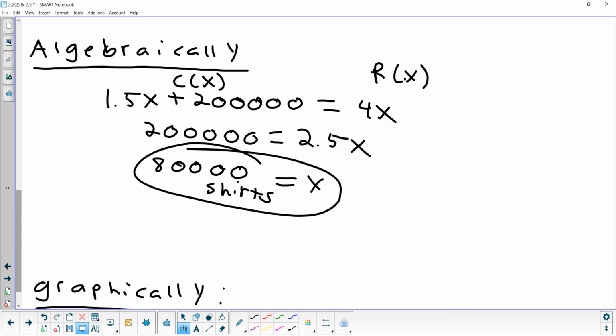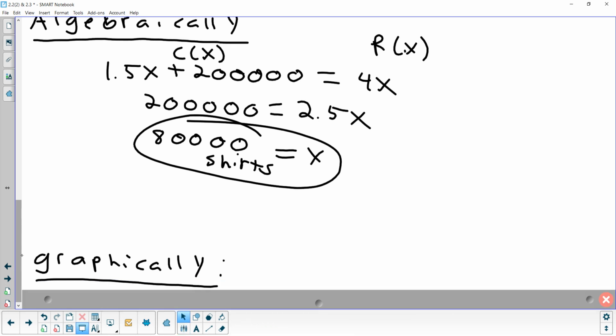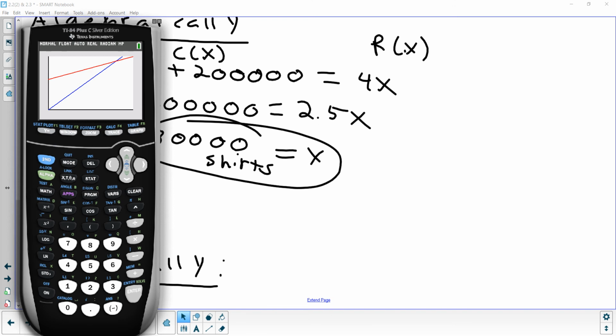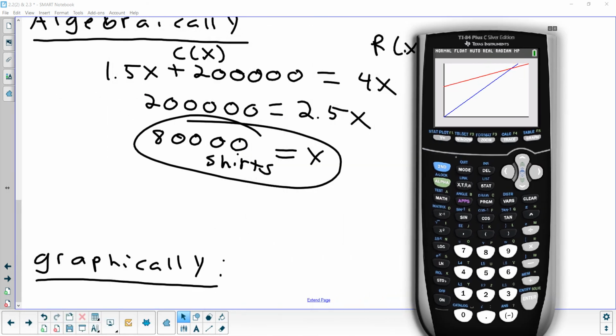Okay, let's do the same thing graphically. So I already have it all set up. I think graphically is more time consuming because you've got to type it in Y1 and Y2. You've got to set your window, and now you've got to do what we're doing right now. I did the algebraic one way fast. How do I find an intersection here? Anybody remember what we press? Isn't it second trace and then 5?